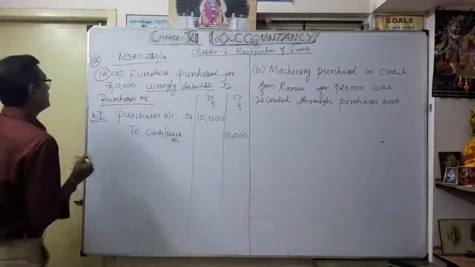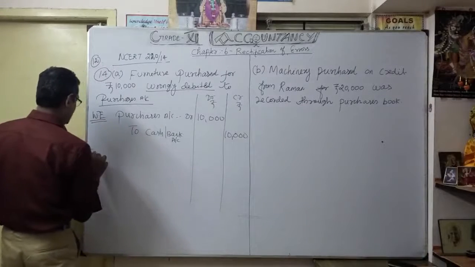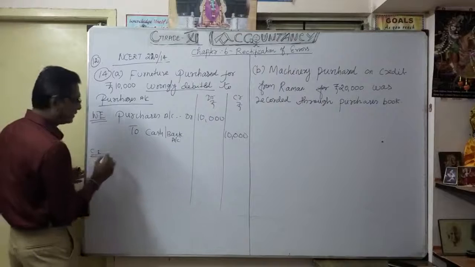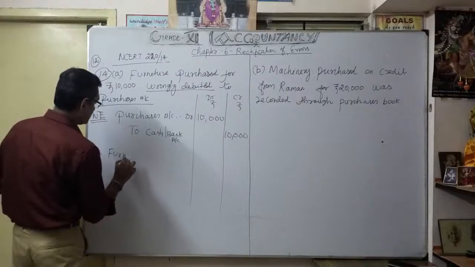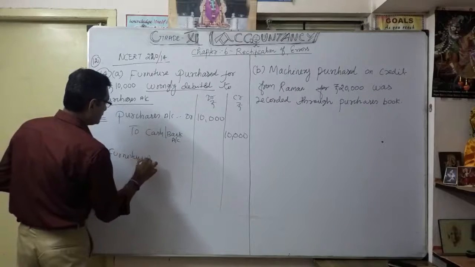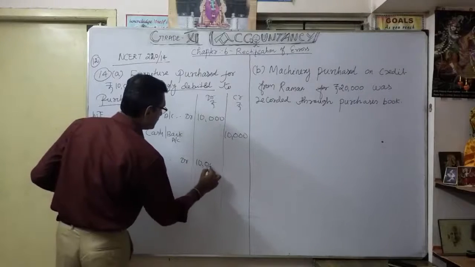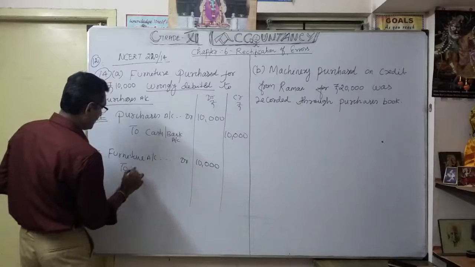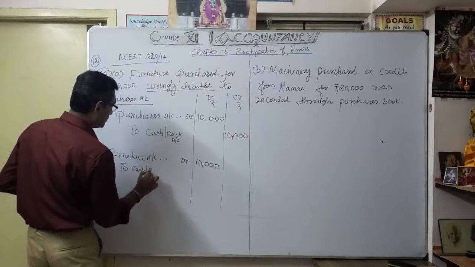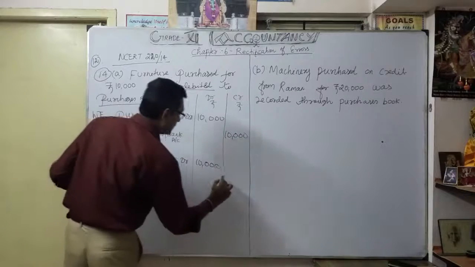You are supposed to debit what? Furniture account. You consider it as an asset. That's the correct entry. So furniture account debit 10,000 to cash or bank. That is the correct entry, 10,000.